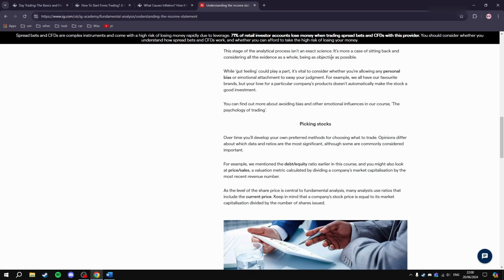For example, we all have our favourite brands, but your love for a particular company's product doesn't automatically make the stock a good investment.